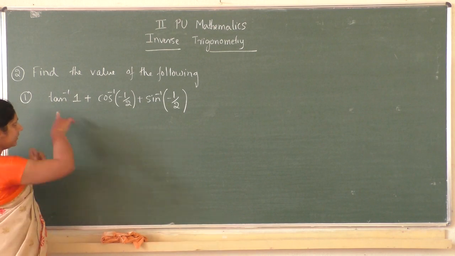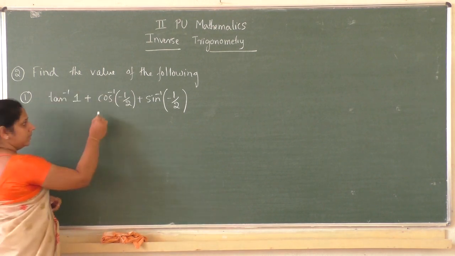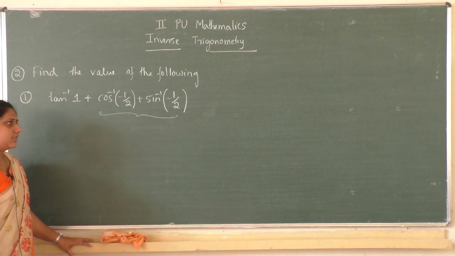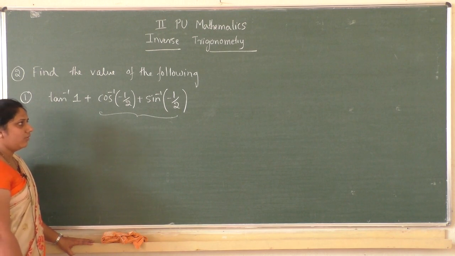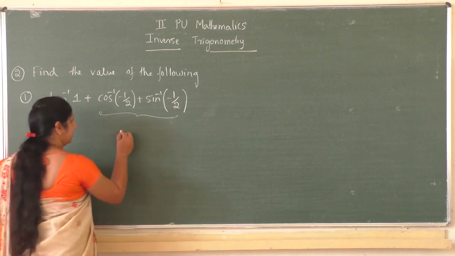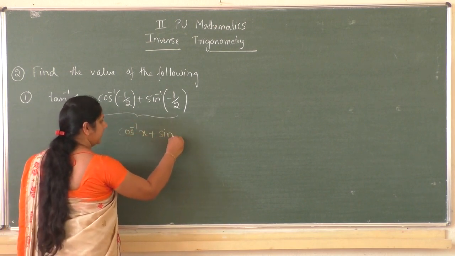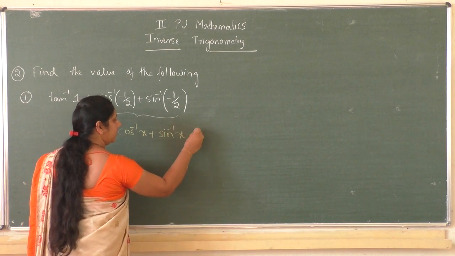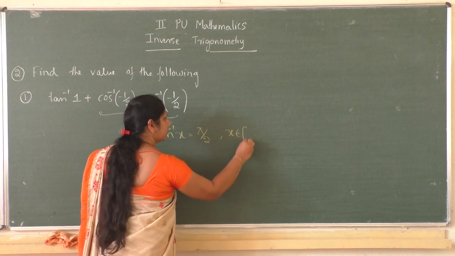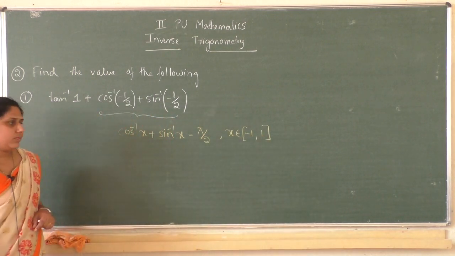See here, tan inverse 1 you have to find the principal value separately, but see these terms, cos inverse of minus half plus the sin inverse of minus half, it is the same as this, right? Cos inverse x plus sin inverse x equal to what is the value? Pi by 2, where x belongs to the closed interval minus 1 to 1.